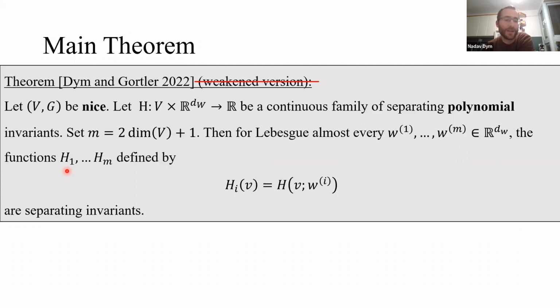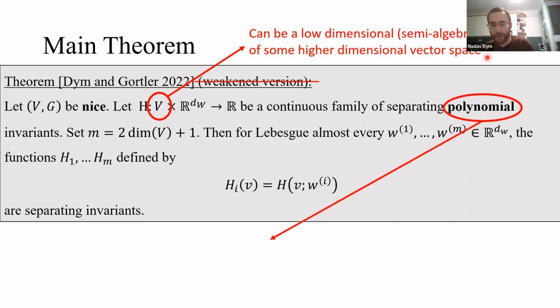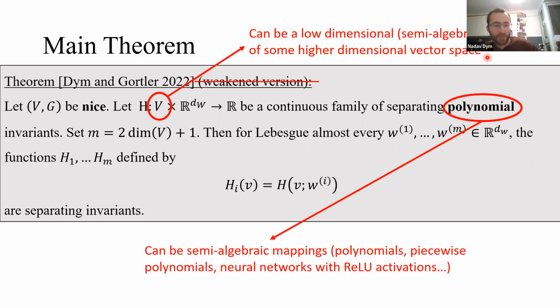Okay, so just to make my conscience clear, you can make this a little bit better in certain regards. First of all, you don't have to really work with some vector space V. If you assume your data lives in some low dimensional manifold, you can actually use that, and the dimension you get will be the dimension of the manifold. Again, the manifold has to be a semi-algebraic set, whatever that means. Similarly, the polynomial assumption, which we mentioned before, maybe we don't love, can be replaced with a more general assumption called semi-algebraic mappings, which includes not only polynomials, but also piecewise polynomials, piecewise linear functions, neural networks with ReLU activations, various things, not everything, but many things.